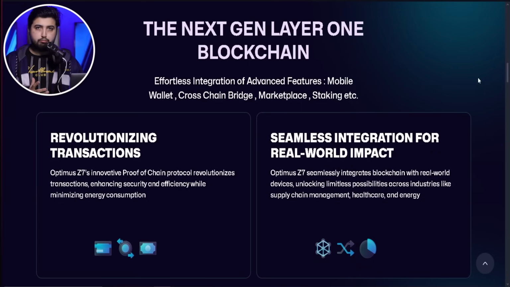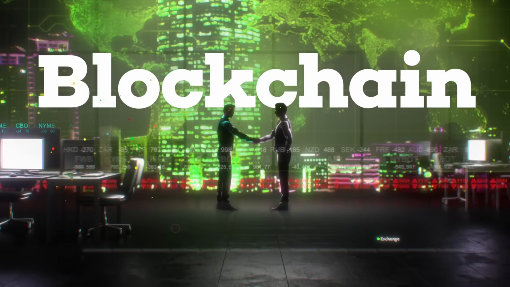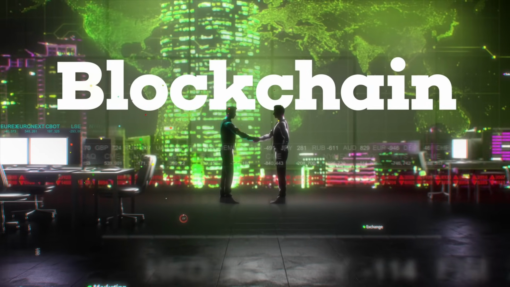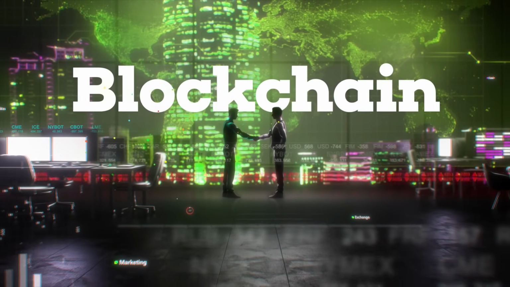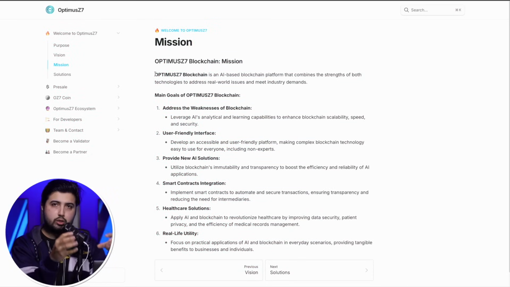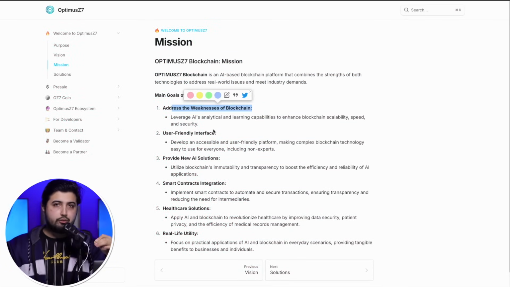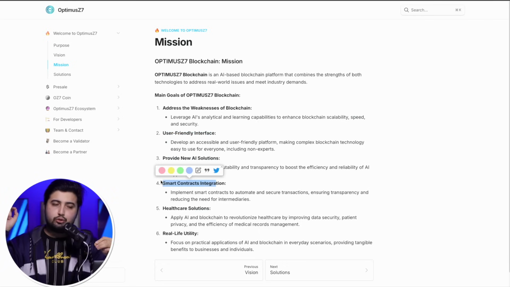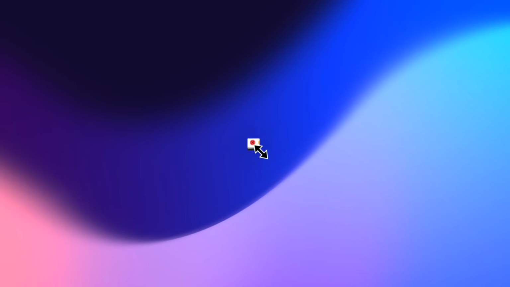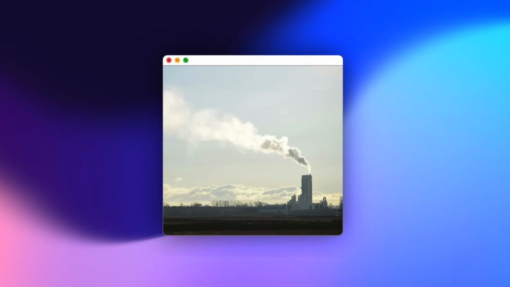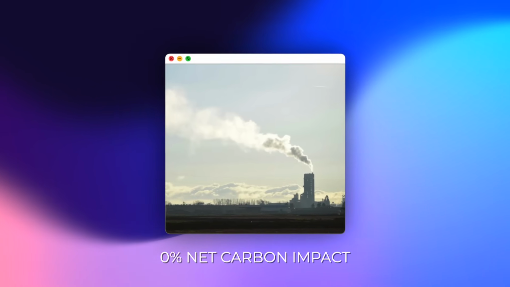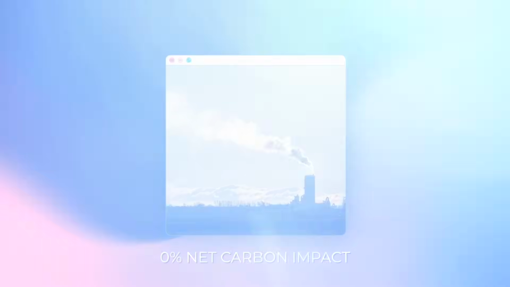The purpose behind OptimusZ7 is very simple, but it's also very powerful. They want to make blockchain technology faster, smarter, and more accessible. They're addressing real-world challenges by leveraging AI to optimize everything from transaction speed to smart contract creation. And here's the kicker. They're doing all of this while maintaining a 0% net carbon impact. Now, that's a very huge deal in today's world.